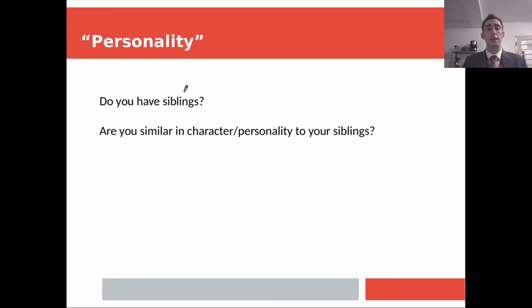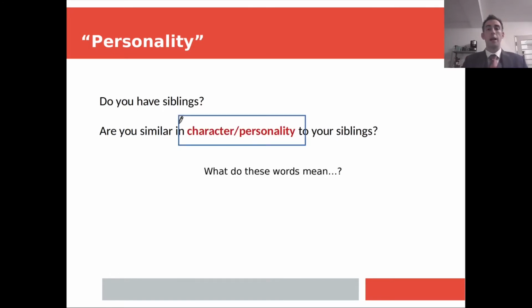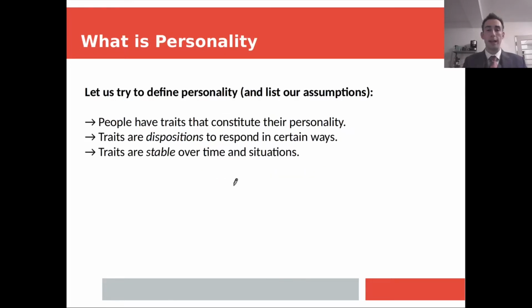So personality. Do you have siblings? Do you have any brothers or sisters? Do you have similar character or personality to your siblings? That would imply it's genetically or maybe environmentally based. Often I think people would consider that yes, people are more similar to their siblings on average than another random person you choose. The problem is, of course, what do we mean similar, right? What is character? What is personality? What do these words mean? How do we define them usefully in a way that we can test?